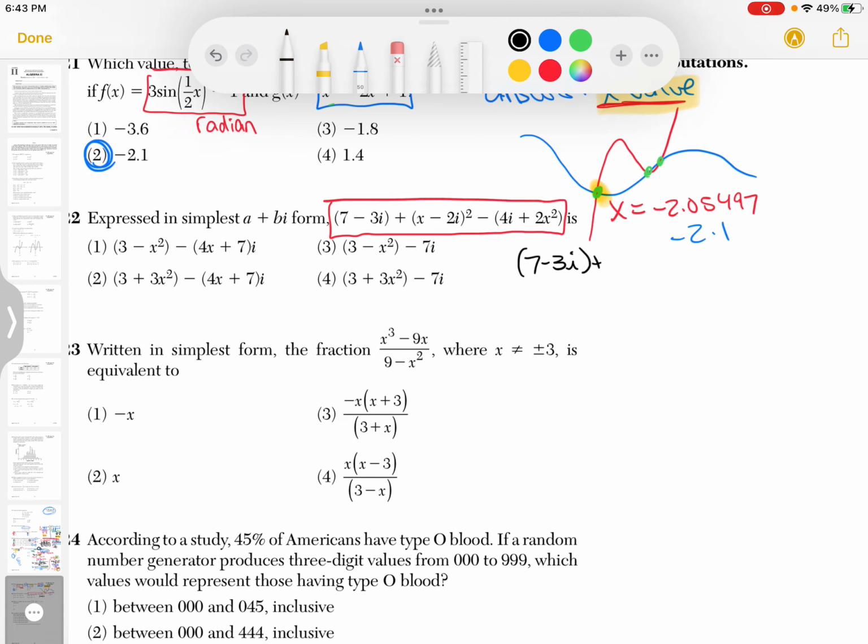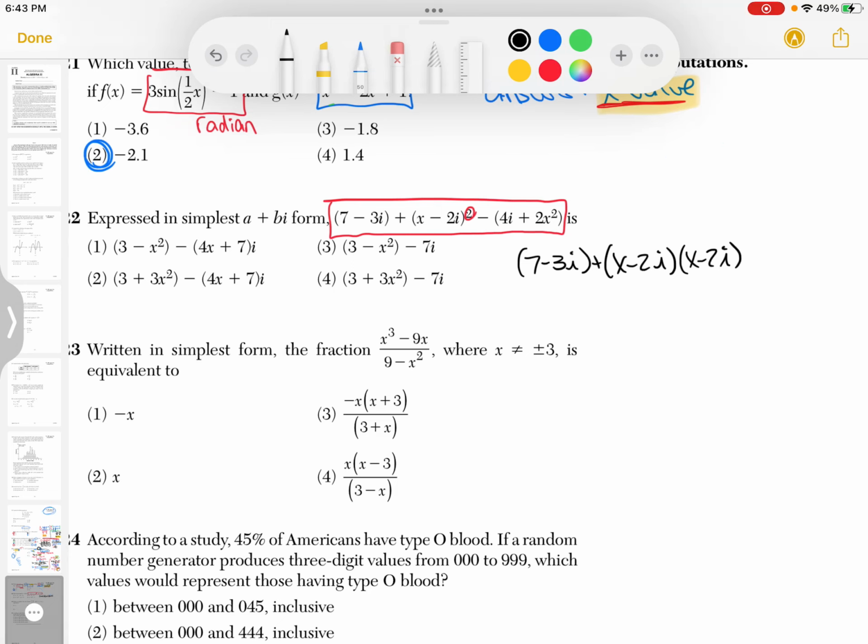This is 7 minus 3i plus, when I have something squared, it means write it twice. So that's what I'm going to do when I rewrite it: x minus 2i, x minus 2i. I'm also just going to erase this. Perfect. I'm going to bring down the minus and then the 4i plus 2x squared. Even though there's parentheses around this one, it's not being multiplied to anything. There's nothing being distributed through to it. Those parentheses are useless, so I'm just going to get rid of them.